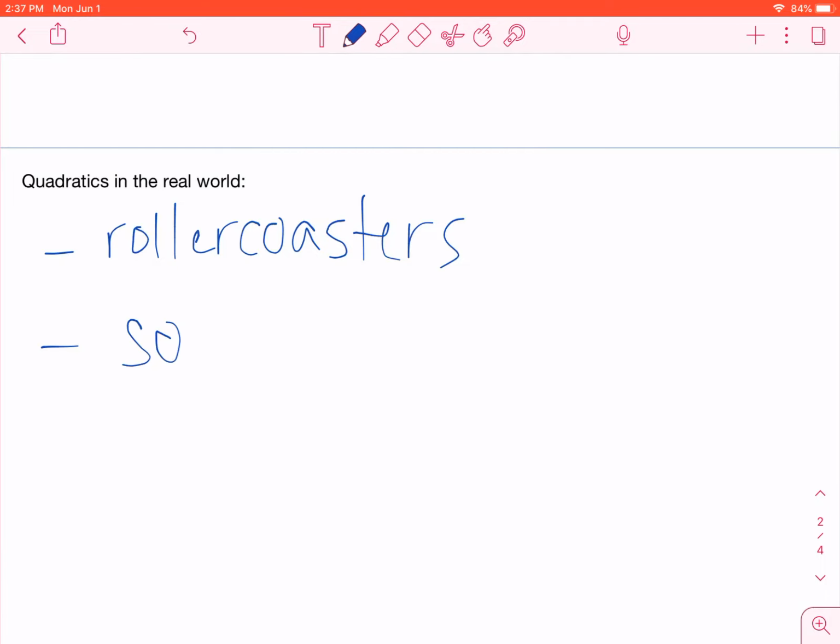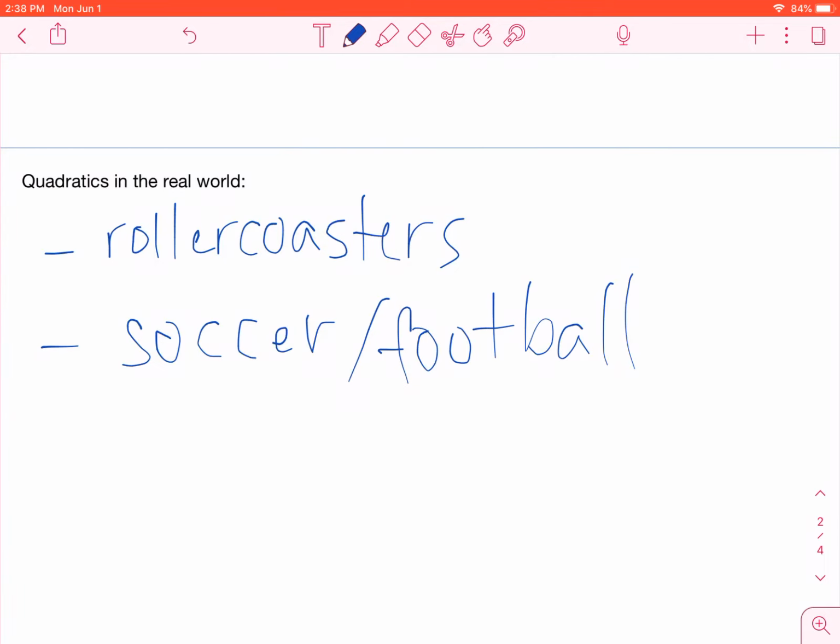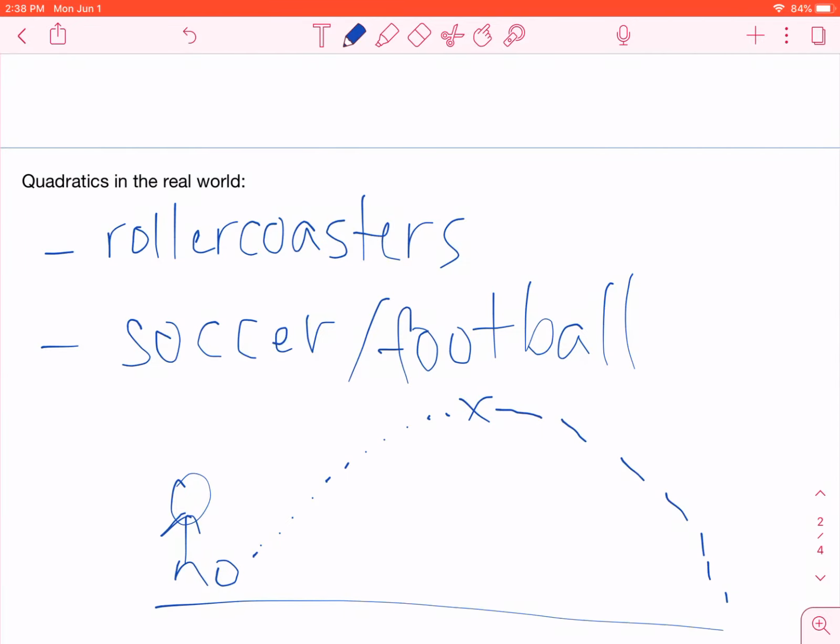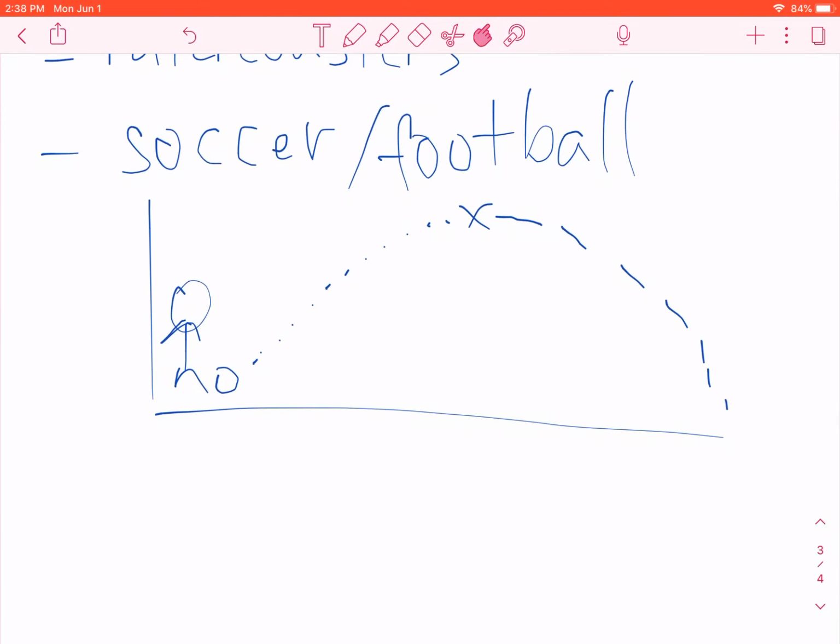You might think in sports like soccer or football, where a person is at ground level, kicks a ball, reaches its maximum height, and then eventually drops back to ground level. Okay. Other ways we've also considered parabolas in the real world.